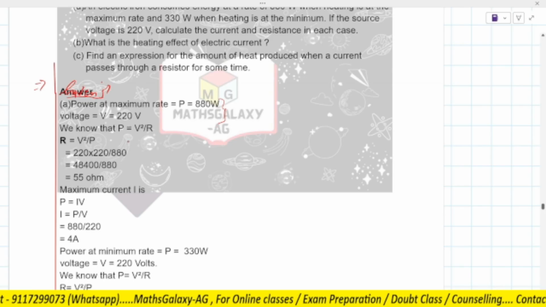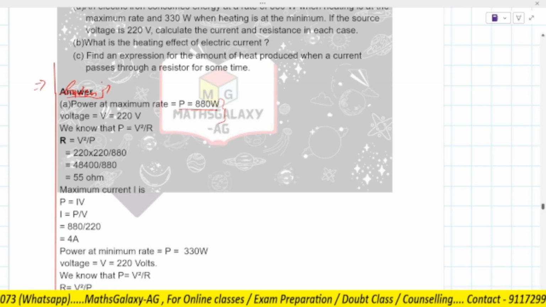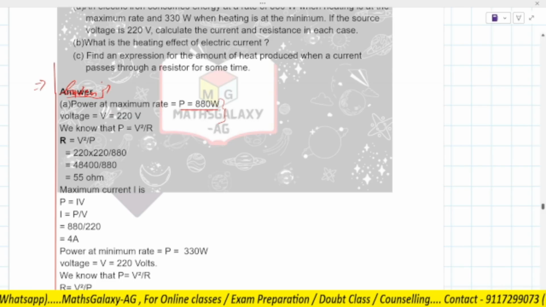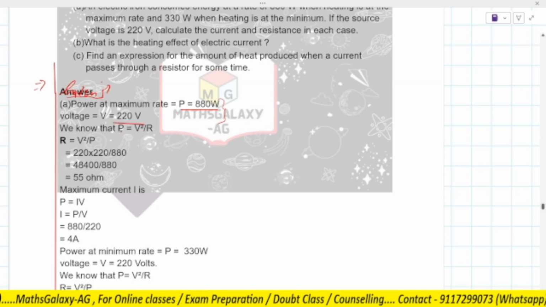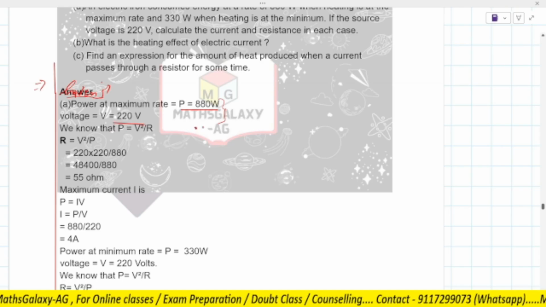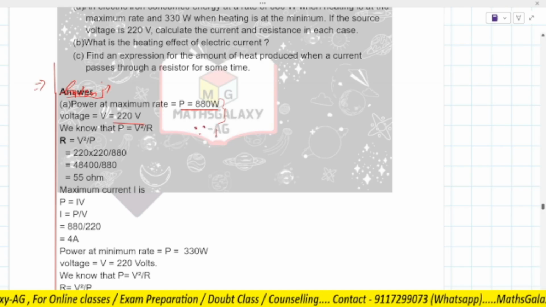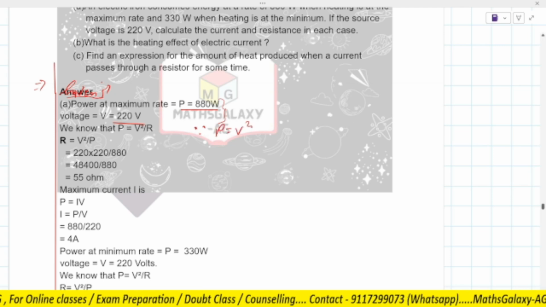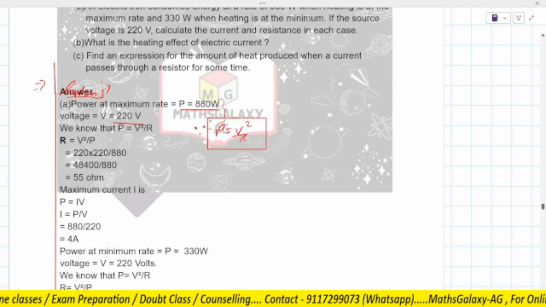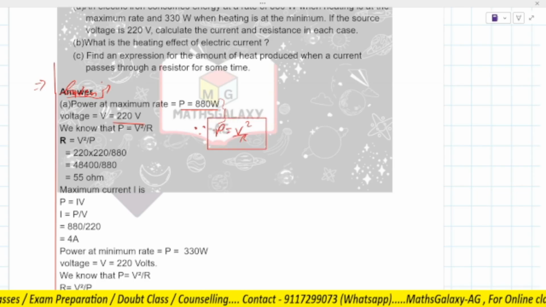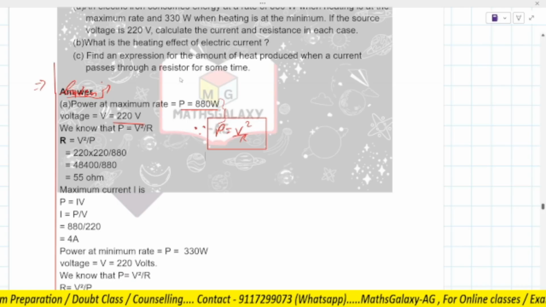So, power at maximum rate, here it is P equal to 880 watt and voltage is 220 volt. We know that. You can also write this as it is here. We are using the formula, so we will write it with the "since" sign, since P equal to V square by R, and keep it in a box so that it is easier for the examiner to spot when checking our copy, right? And we will get the full marks.